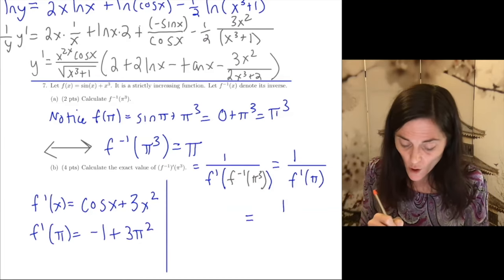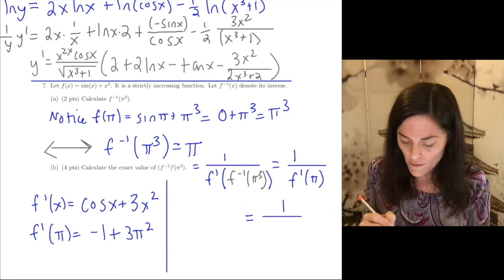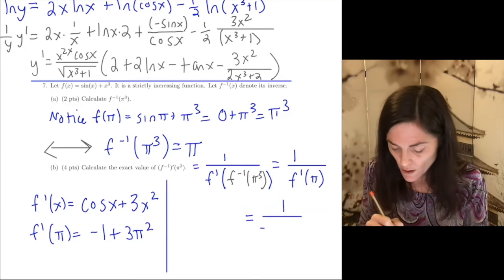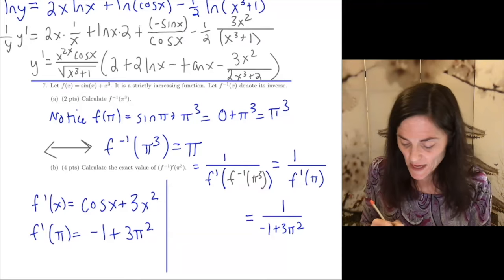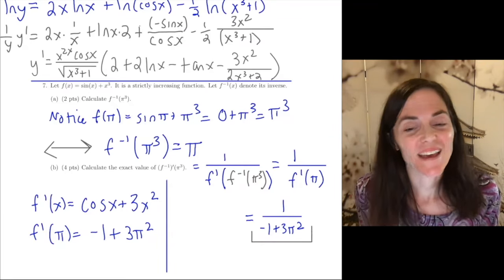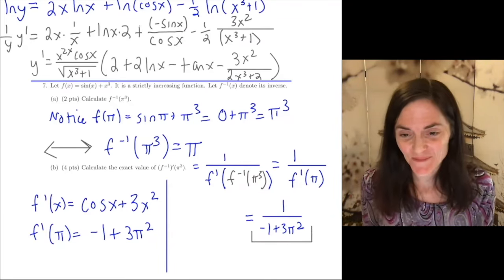This is 1 over minus 1 plus 3 pi squared. This is my answer here. Okay, inverse function theorem.